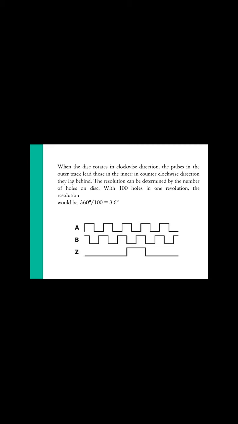When the disk rotates in the clockwise direction, the pulses in the outer track lead those of the inner track. In the counterclockwise direction, they lag behind. The resolution can be determined by the number of holes on the disk. With 100 holes in one revolution, the resolution would be 3.6 degrees.